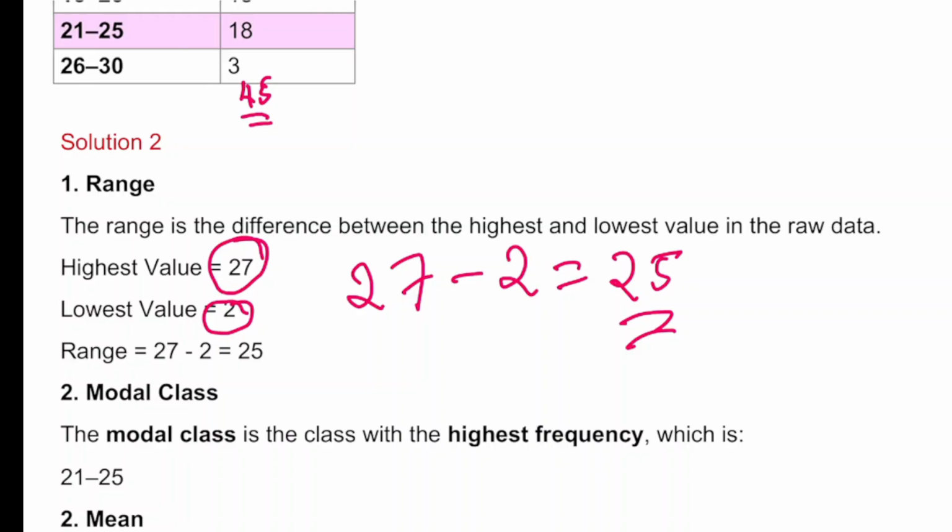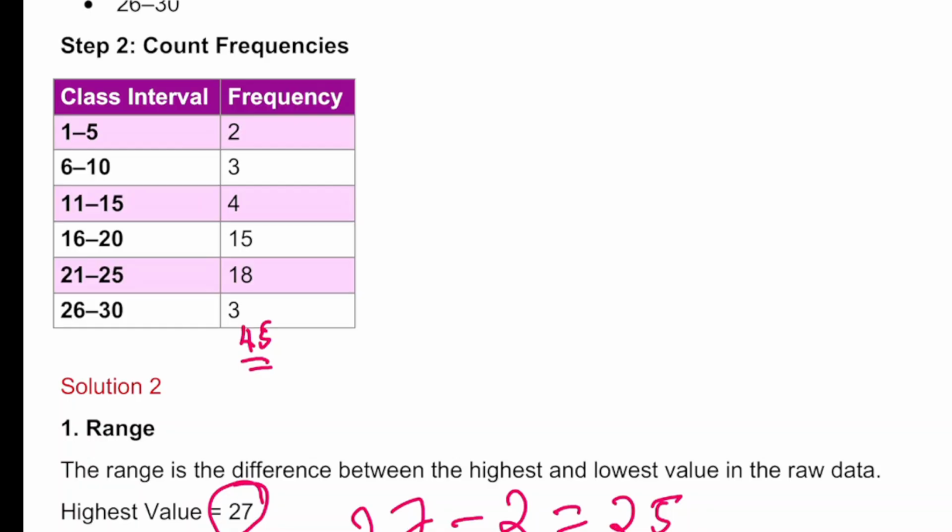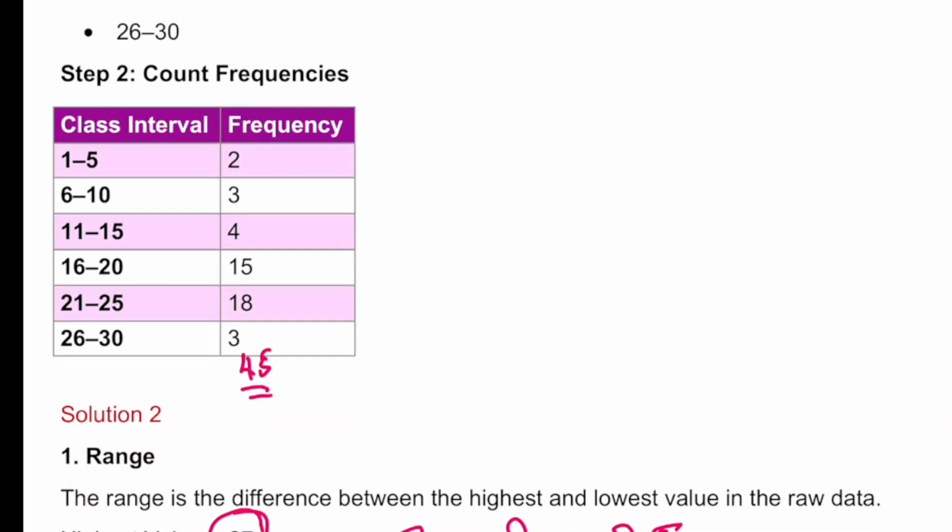Okay, so model class. The model class is the class with the highest frequency. Before I answer this question, if you look at this table, you ask yourself: is this the highest frequency? No. Is this the highest? No. Is this the highest? No. There are one or two which have higher figures, like the 15 here. But this has the highest frequency.